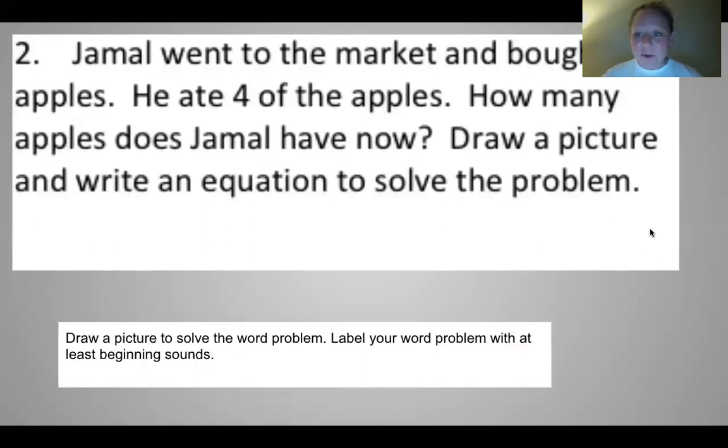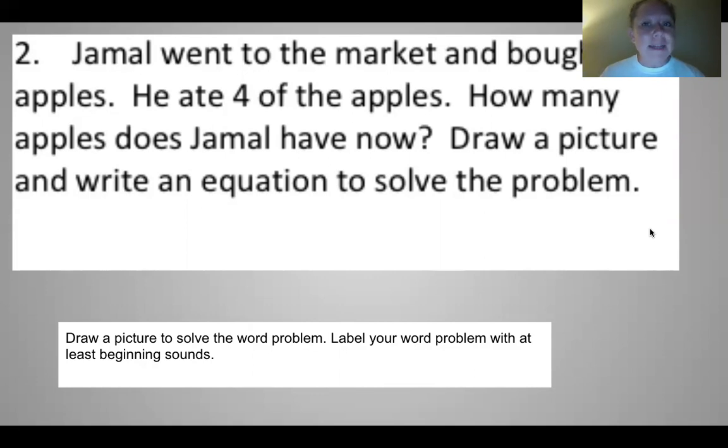Here is another word problem that we're going to work on together. Jamal went to the market and bought 7 apples. He ate 4 of the apples. How many apples does Jamal have now? Draw a picture and write an equation to solve the problem. So you're going to solve the problem by drawing a picture, and you're going to label the word problem with at least the beginning sounds. But before we go any further, who knows what a market is?